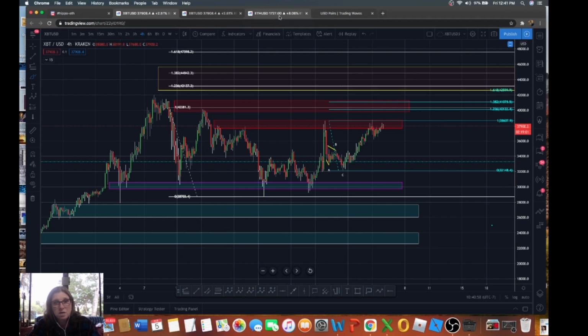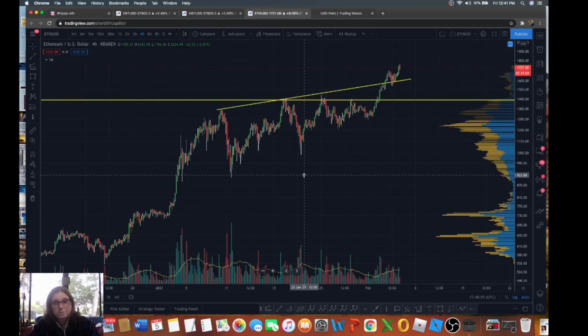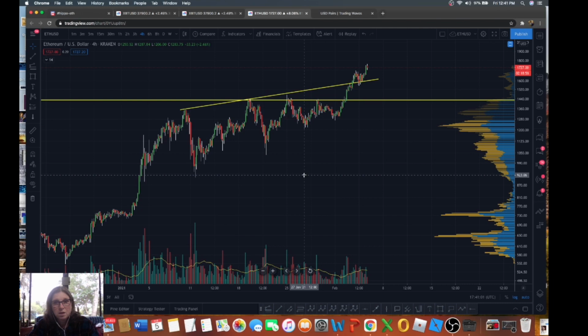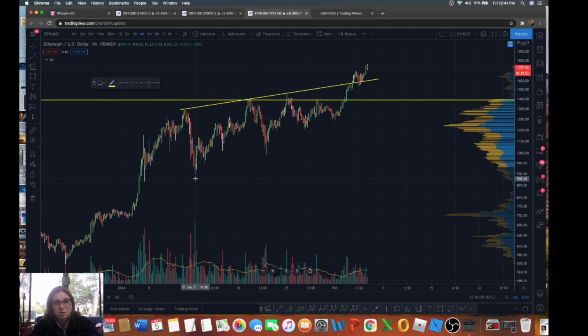Let's go over to ETH. As you can see, we were in this contracting wedge looking pattern. And we broke it to the upside. ETH has been a difficult one also. I'm not afraid to say that. I see a triangle here.